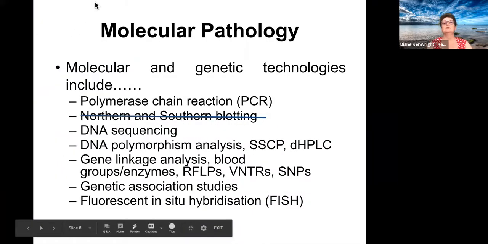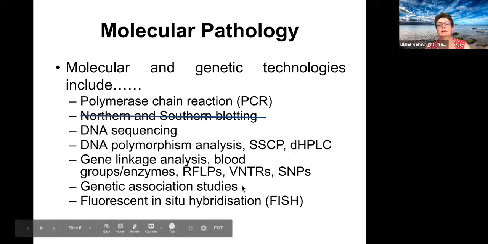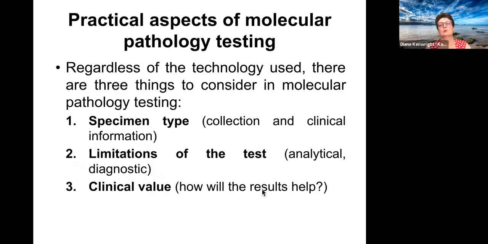Okay, here we go. So let's think about molecular pathology. I think these are probably some things that you should be able to at least define or use in a sentence: PCR, DNA sequencing, DNA polymorphism analysis, gene linkage analysis, SNPs, genetic association studies, and FISH. I think those are the important ones.